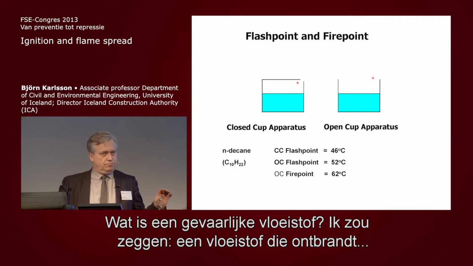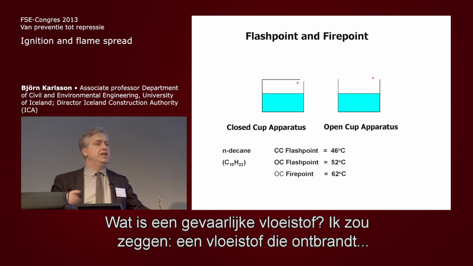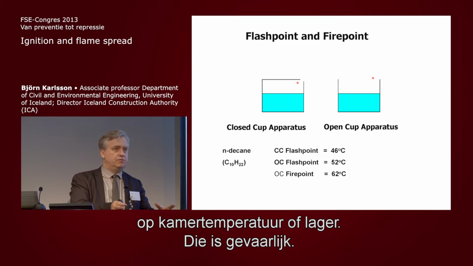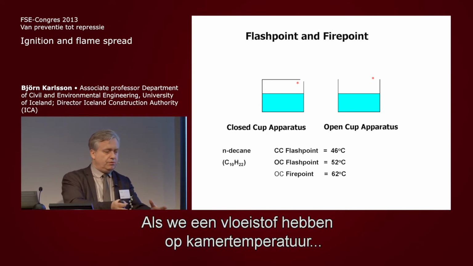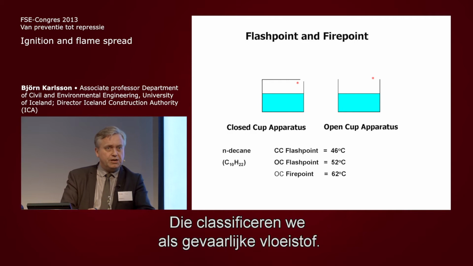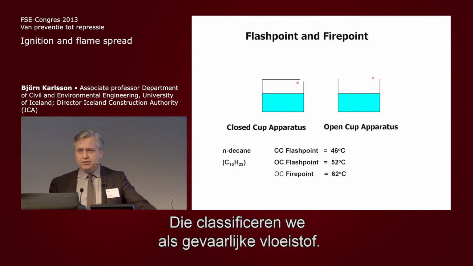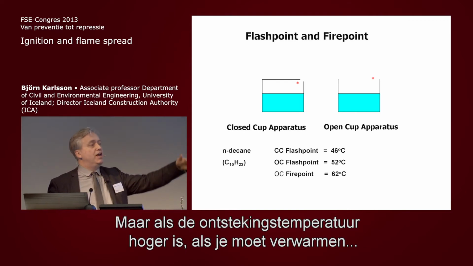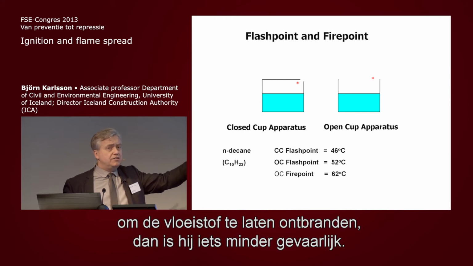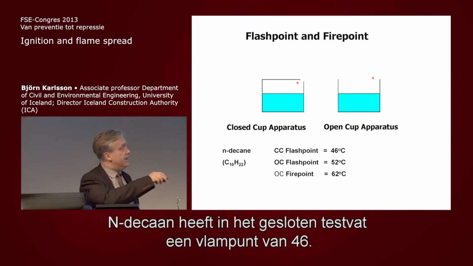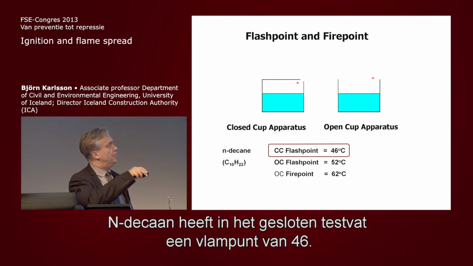And therefore, we say it's not a very dangerous liquid. What's a dangerous liquid? I would say a liquid that will ignite at room temperature or lower. That's dangerous, because if we have a liquid at room temperature and I just need a little spark and it'll ignite, then that's a dangerous liquid, and we classify it as such. But if you have to actually heat it up to get it to ignite, then it's somewhat less dangerous. And so this is the way that we classify liquids. N-decane, for example, has a flash point in the closed cup of 46.